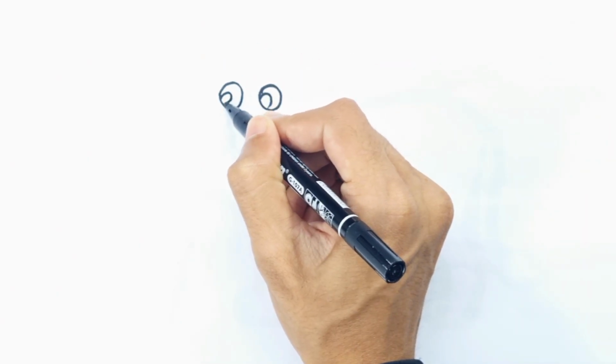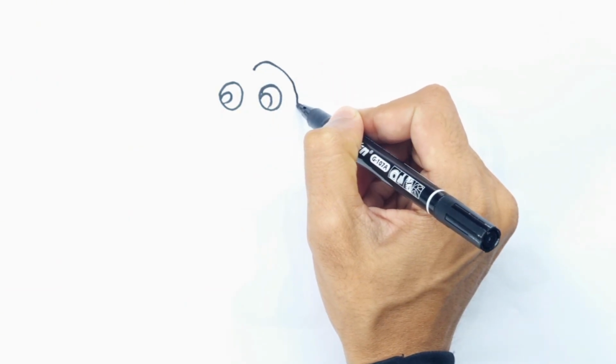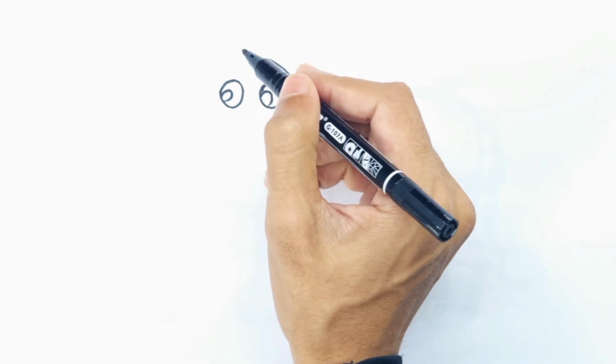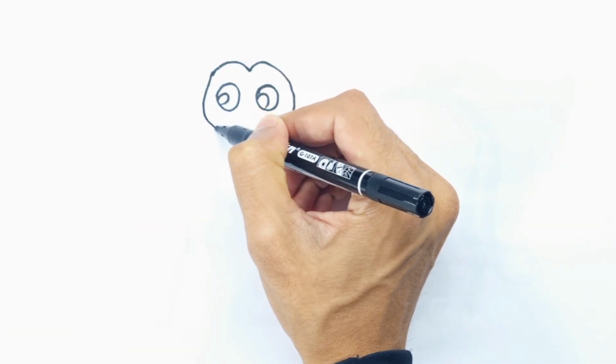Sketch in the basic shapes of the lion's head. Draw in the facial features. Add the eyes just above the midpoint of the head.